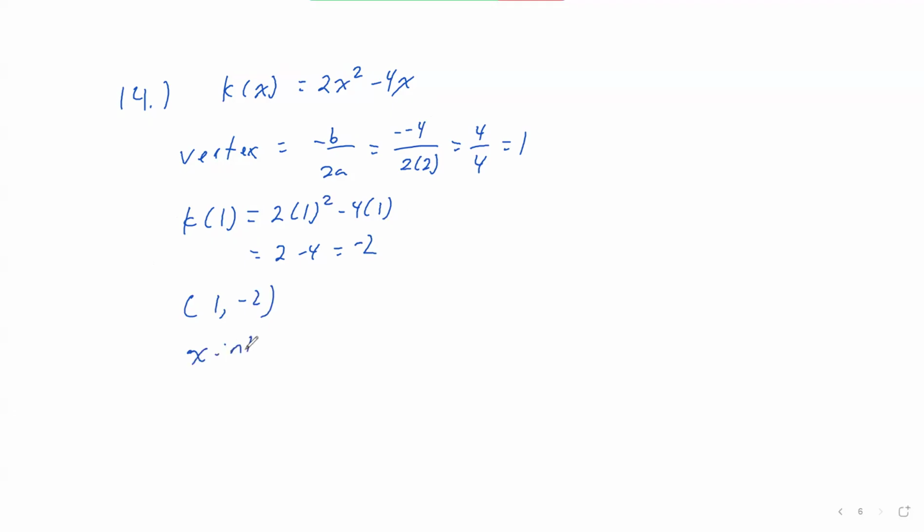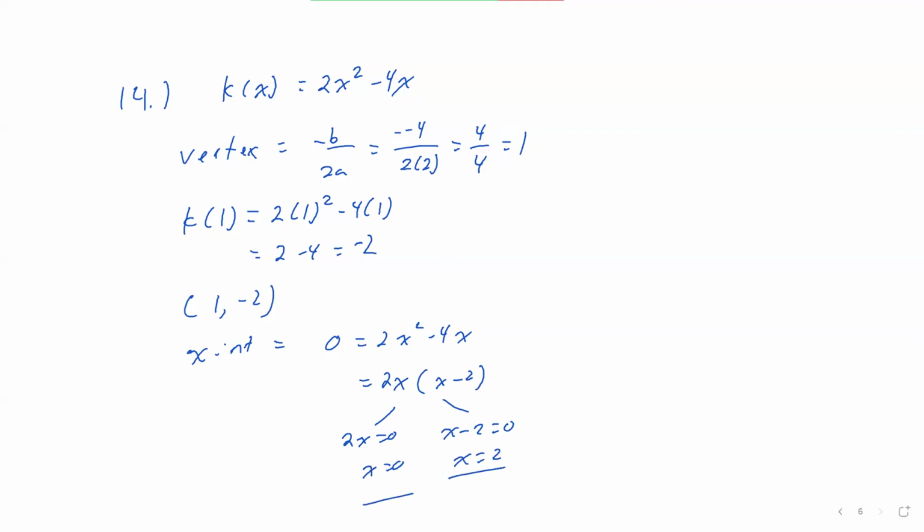When I'm looking for my x-intercepts, this would be 0 equals 2x squared minus 4x. I'm going to pull the greatest common factor out, which happens to be 2x, and then I'm left with x minus 2. Set those equal to 0, so 2x equals 0 and x minus 2 equals 0. So x equals 0 and x equals 2. I have 2 x-intercepts there, and I can graph both of those. Including my vertex of (1, negative 2), I have a graph that looks like this. Hopefully that was a lot of good examples for you to see.